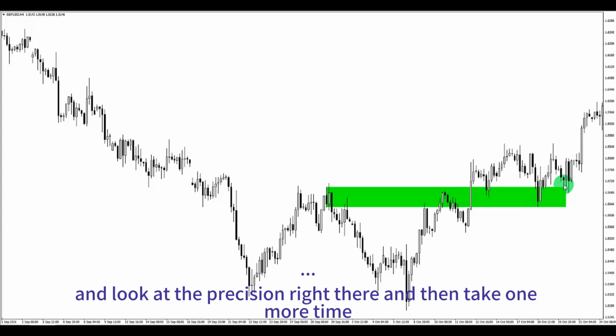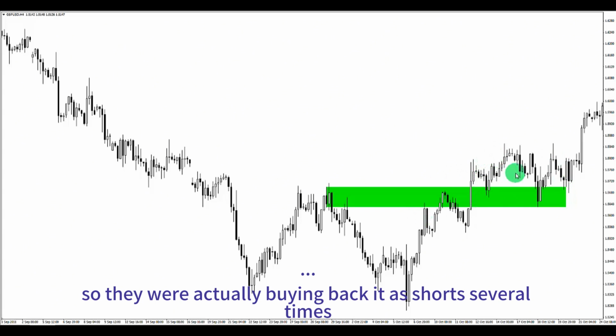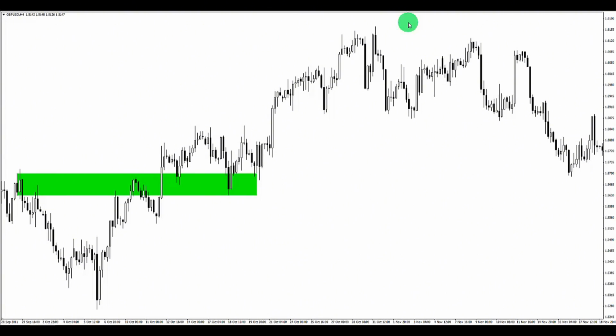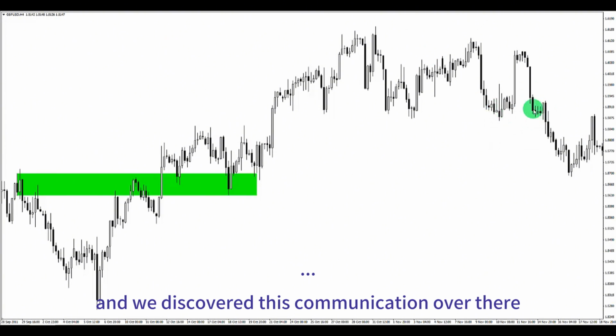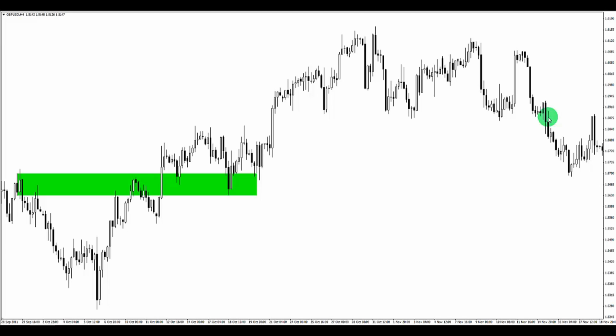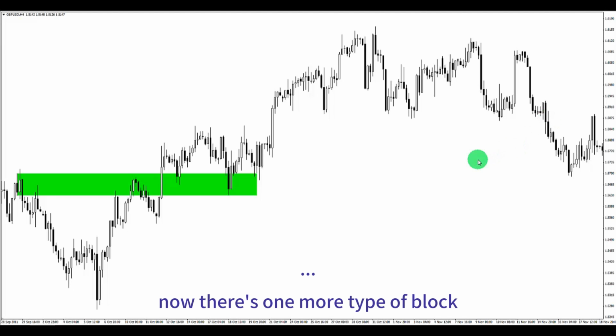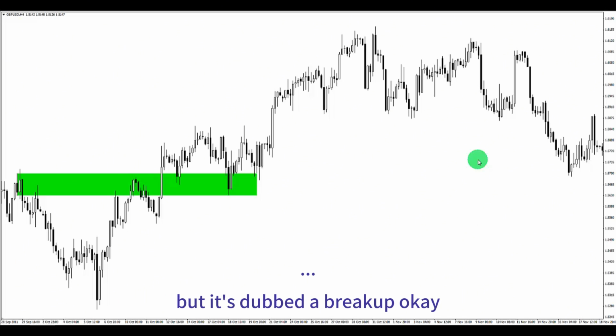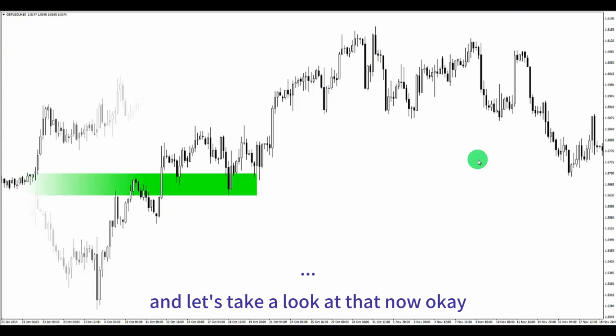And then dip one more time. So they were actually buying back those shorts several times, and then the resulting price action later on was higher prices. Here, see that? And we just covered this mitigation over there. Now, there's one more type of block, and it's a phenomenon that's used to run out stops, and it's very similar to a mitigation block, but it's dubbed a breaker. Let's take a look at that now.